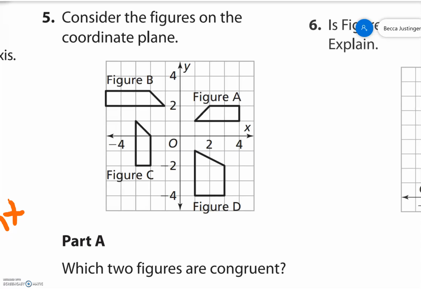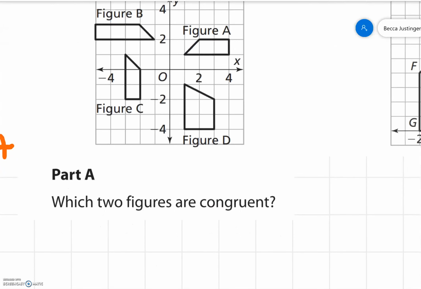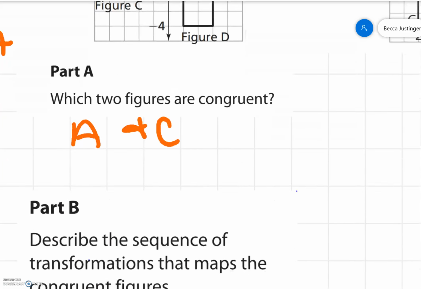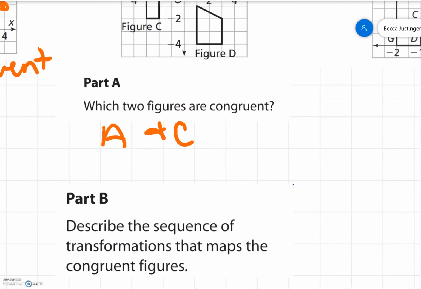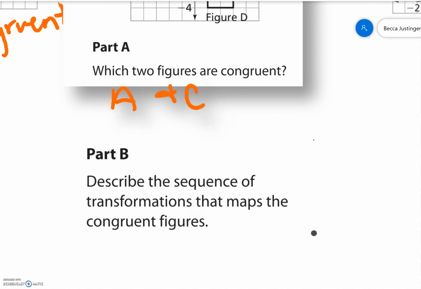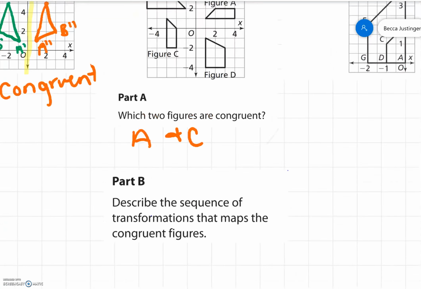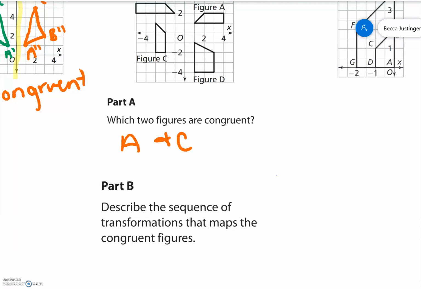Number 5, consider the figures on the coordinate plane. Which two figures are congruent? I see figure A and C. Part B, describe the sequence of transformations that maps the congruent figures. Okay, so A to C. I know that there is a reflection happening, not a reflection, a rotation. I want to turn it. So I'm going to turn figure A 270 degrees. So rotate 270 degrees.